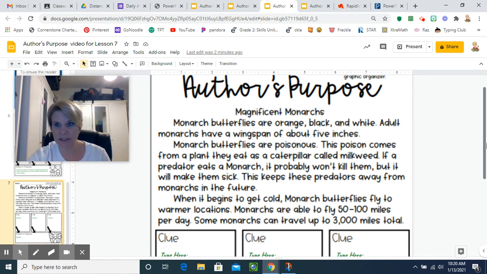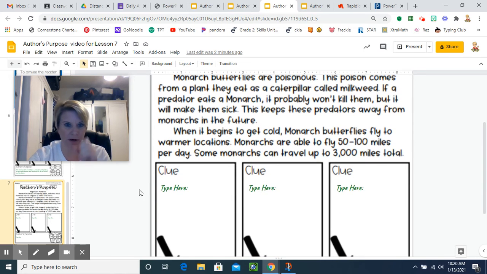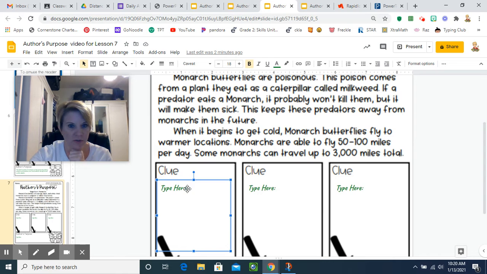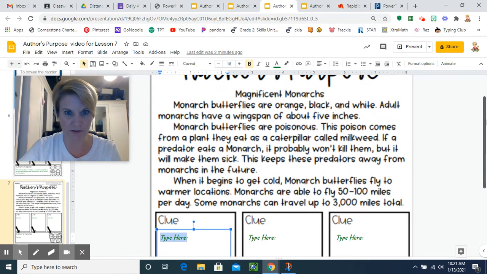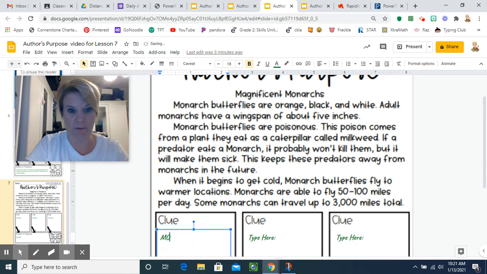All right, so let's go through and type some of our clues. So our first clue, whoops, can't get it to do what I want. There we go. Our first clue is that if you go back to the beginning of the story, it told you what monarch butterflies are. So I'm just going to type monarchs. I'm not going to type out butterflies.